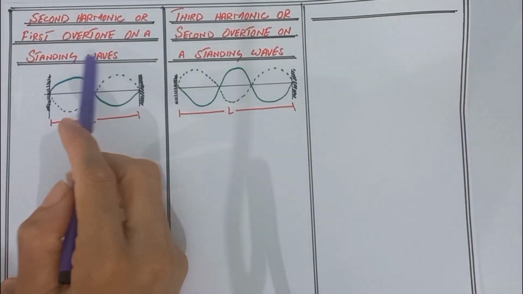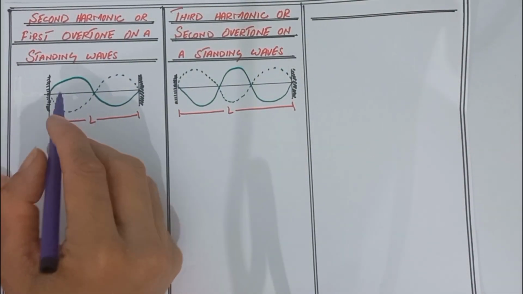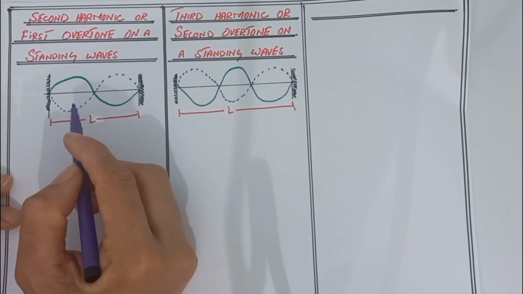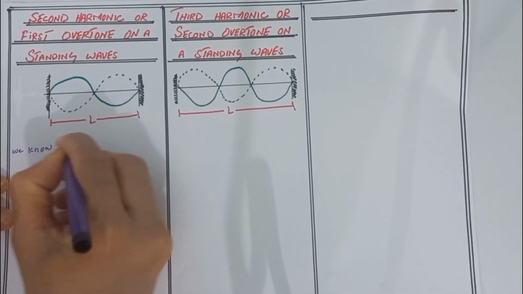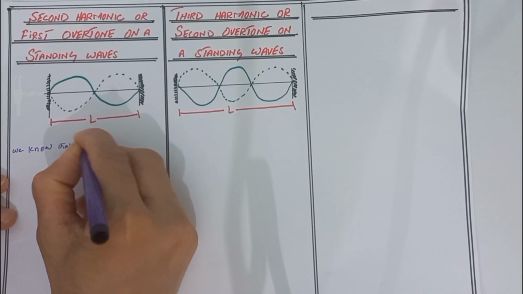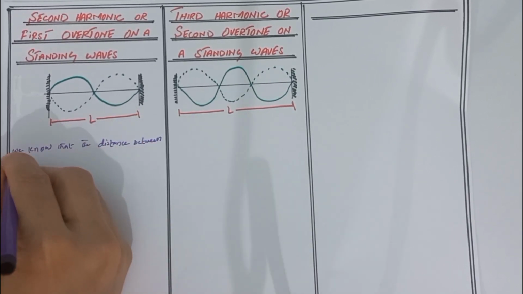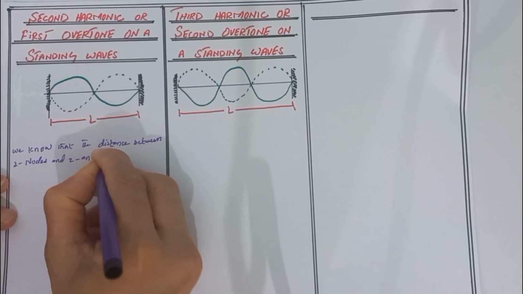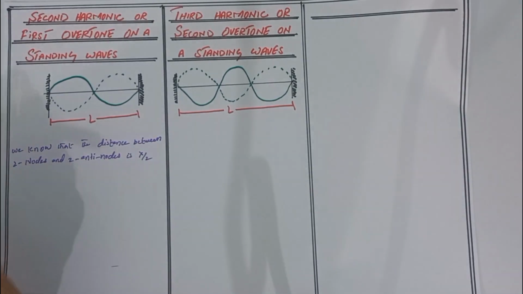Now we calculate the second harmonic, or first overtone, on a standing wave. Here we see three nodes and two antinodes, and we calculate the distance along the wave. We know that the distance between two nodes or two antinodes is lambda by 2.